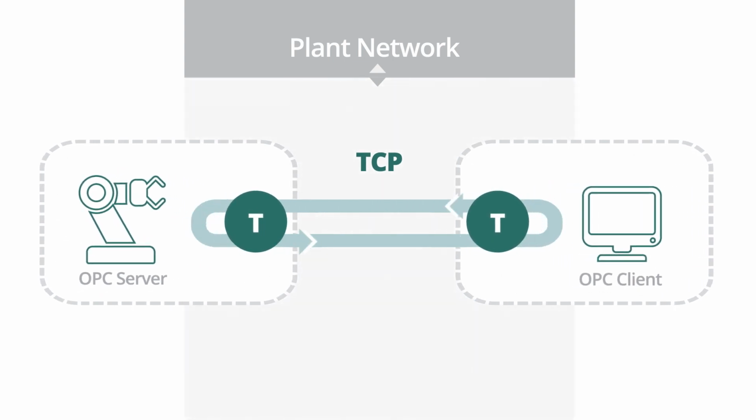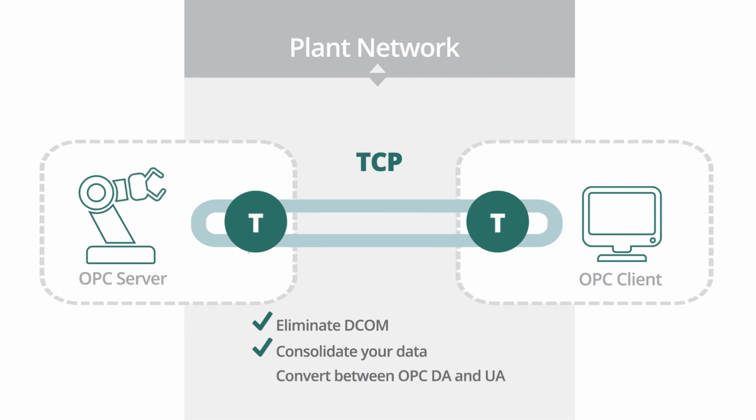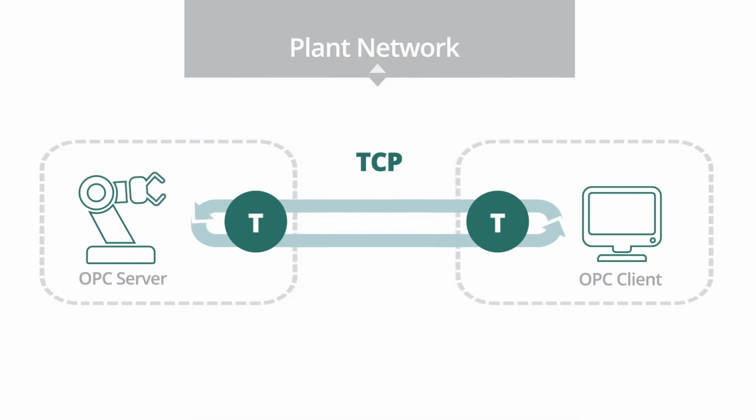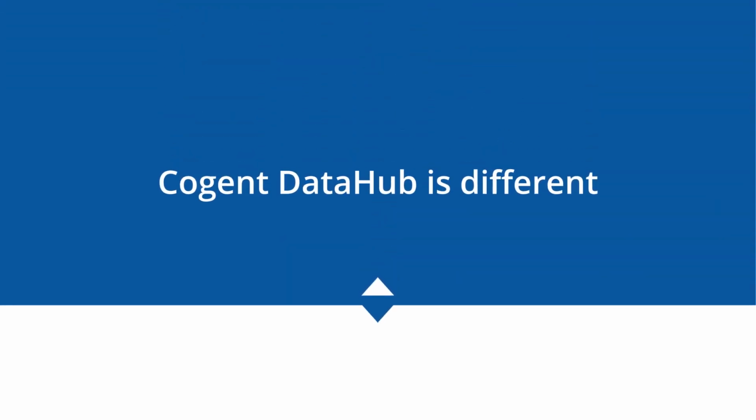A good OPC tunneler can eliminate DCOM problems, consolidate your data, and convert between OPC DA and UA. And as we'll see, the best ones are also invisible. But the problem with traditional tunnelers is they encapsulate the actual OPC transactions and then transmit them over the network using TCP. When the network slows down or breaks, clients suffer long timeout delays and freeze, waiting for requests that never get answered. Cogent DataHub is different.